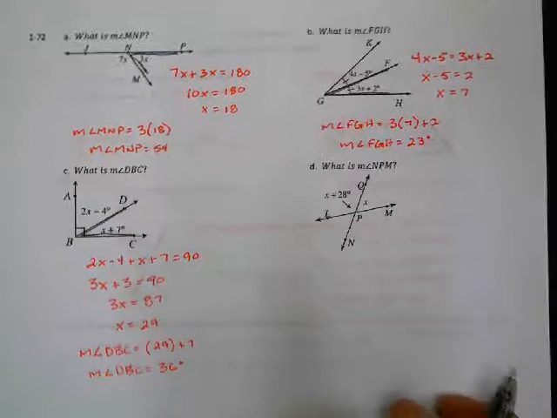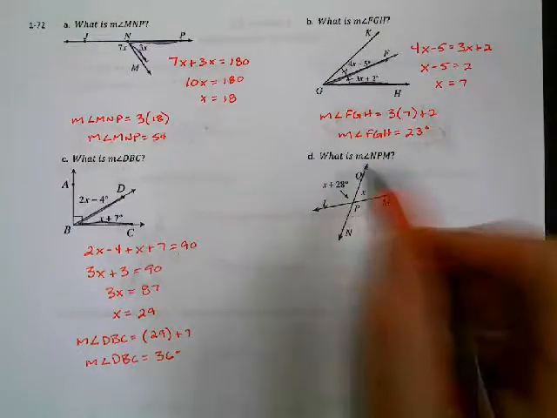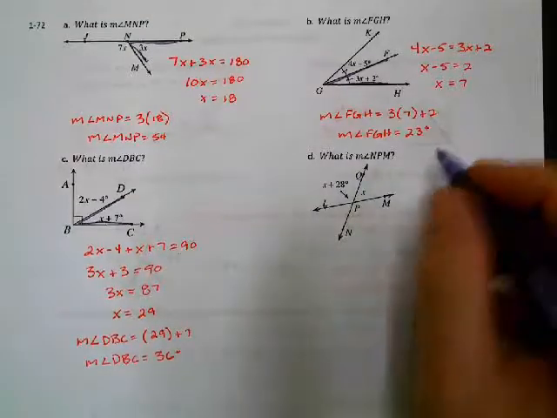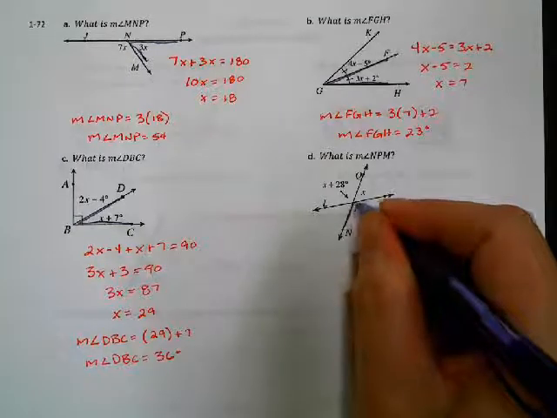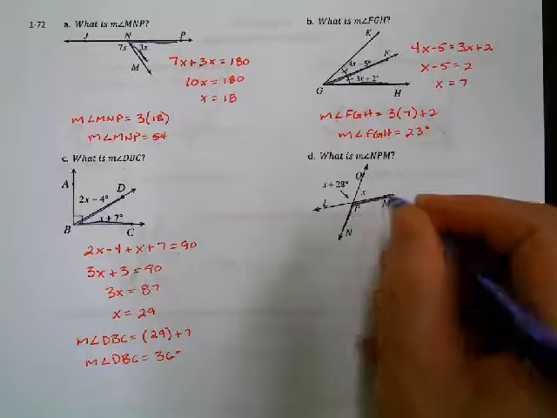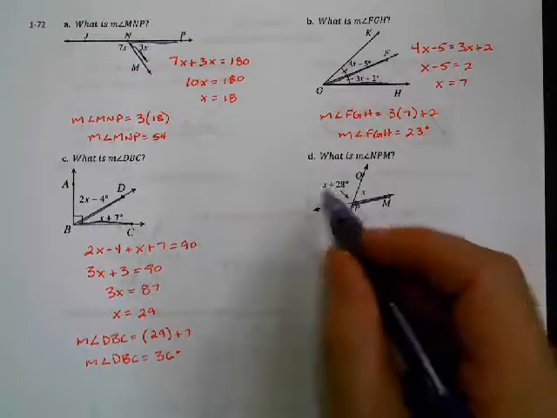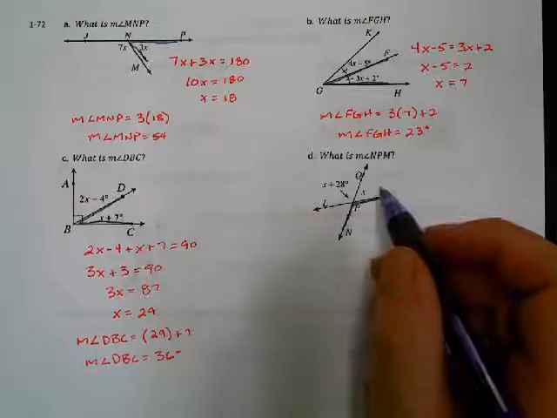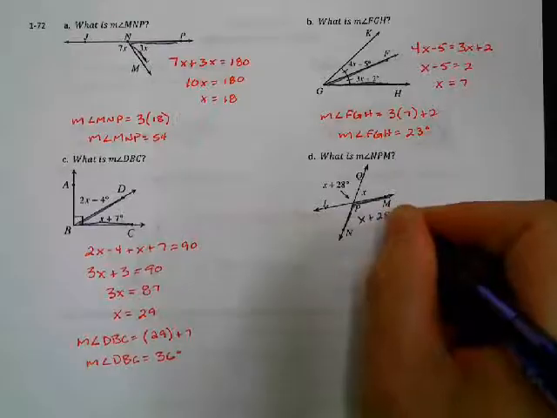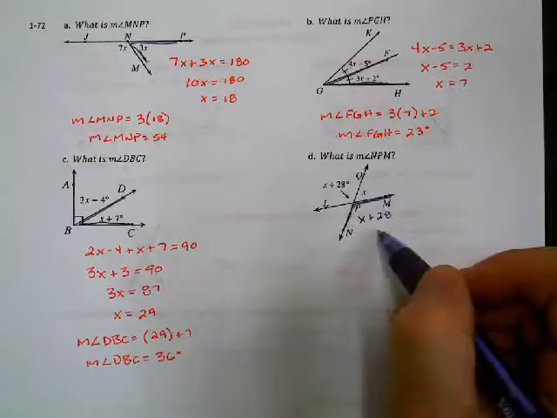All right, next, what is the measurement of angle NPM? NPM, that angle right there. All right, so that angle right there is vertical angles with this one. But here's the problem that we have right now. If this one is x plus 28, because that one's x plus 28, if I set x plus 28 equal to x plus 28, I'm not going to be able to solve that. Everything's going to cancel out.